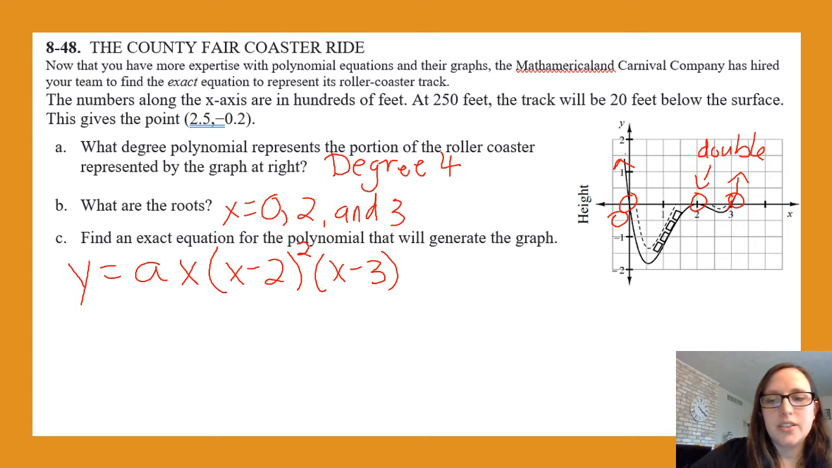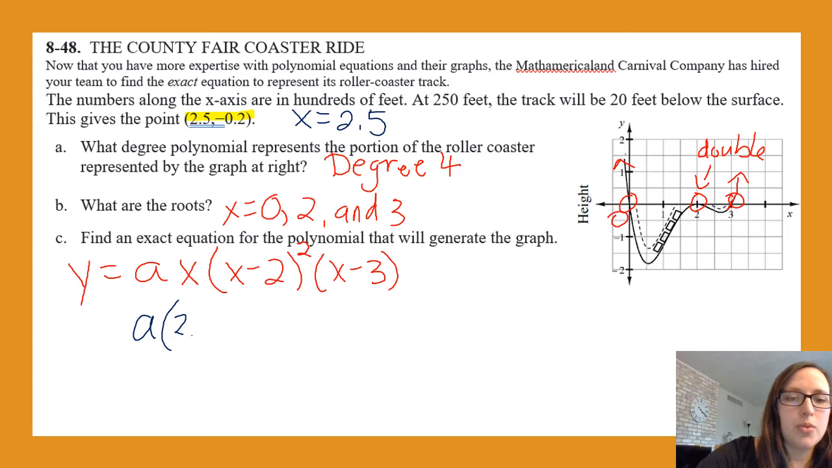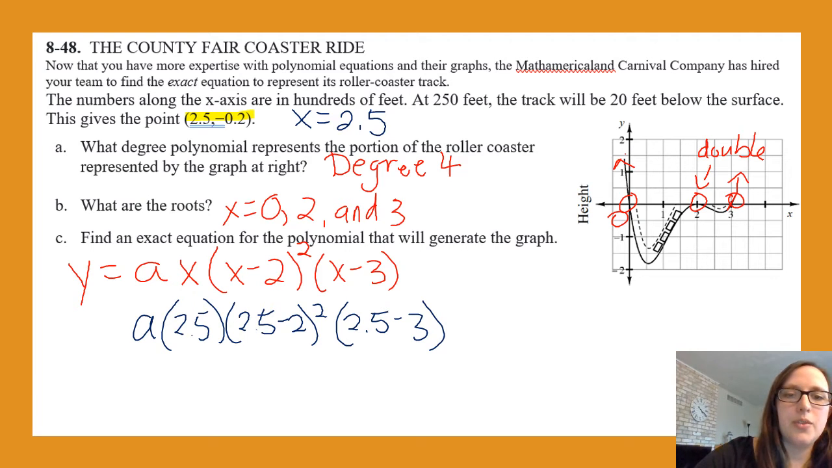And our second step is to solve for a. We know that this point is on the graph, 2.5, negative 0.2. So we're going to plug that in. All right, so we're going to plug in a 2.5 for the x's. So it's going to be a times 2.5, times 2.5 minus 2 squared, and 2.5 minus 3. All right, and then y is that negative 0.2.